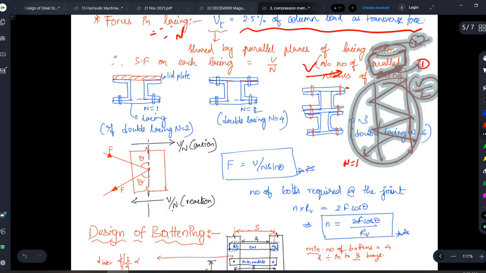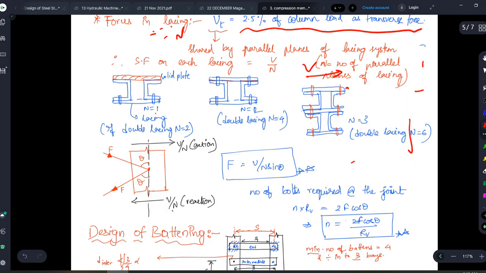In some cases, let us see these examples. On one side you have this lacing system, on the other side you are just attaching a solid plate. Then what will be the shear force on each lacing? That will be V divided by N. Here N is 1, so that will be V. I hope it is very clear.